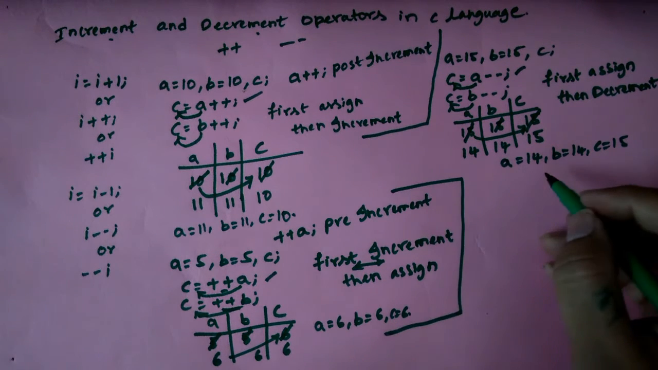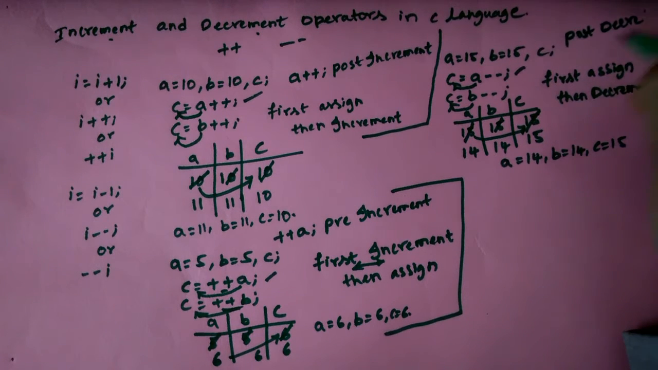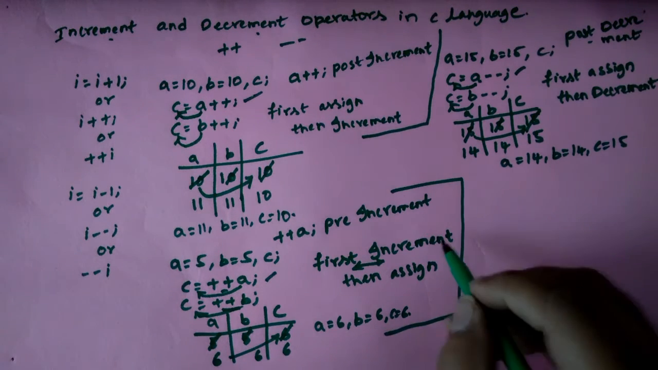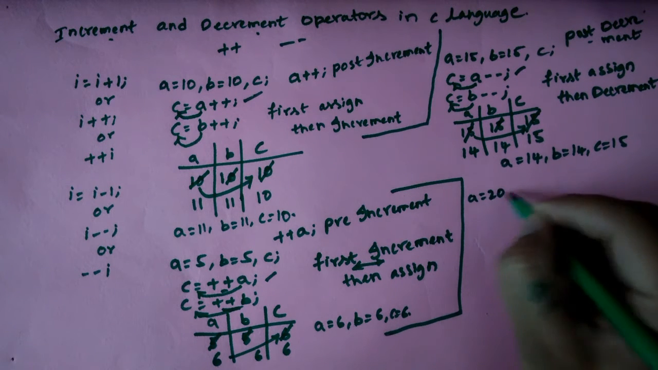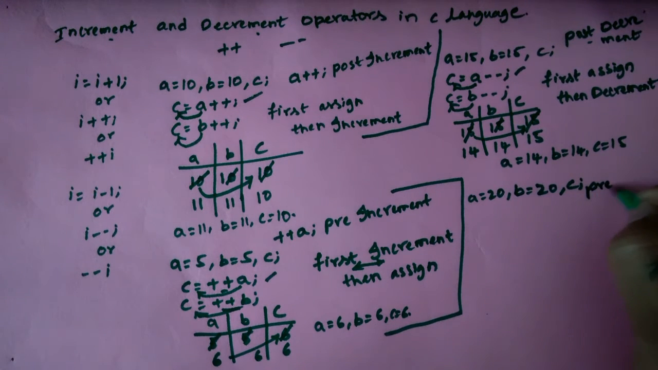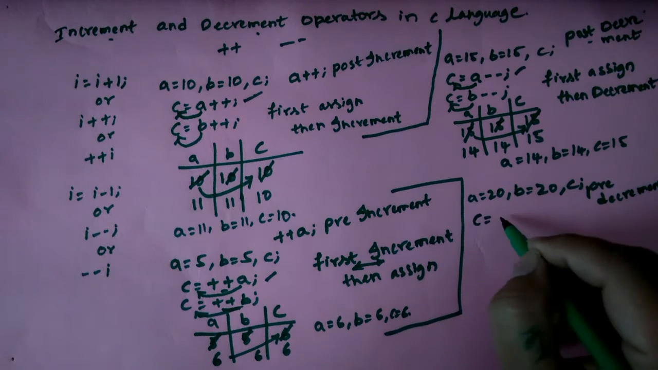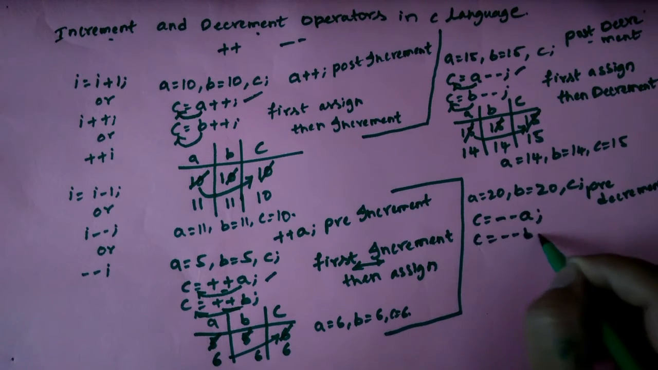Now let's see. This we have seen is post decrement, same like post increment. Now let's see pre-decrement. I'll take A value as 20, B value as 20 and C. I'll do pre-decrement. So C is equals to minus minus A, C is equals to minus minus B.